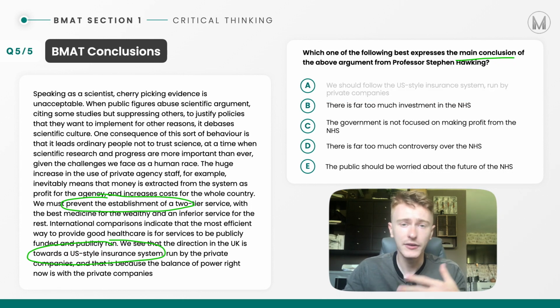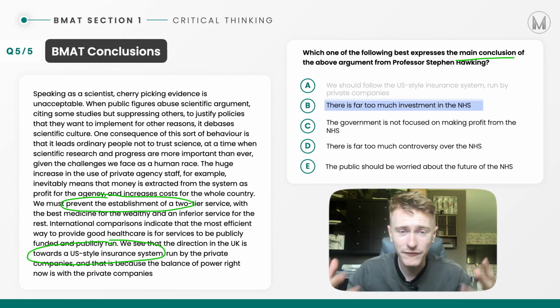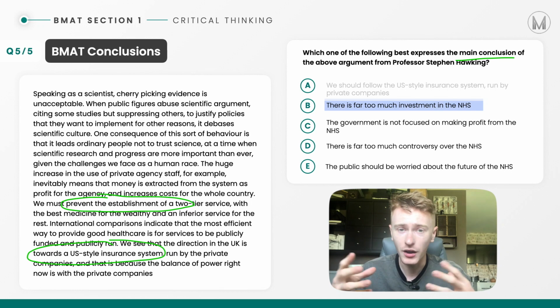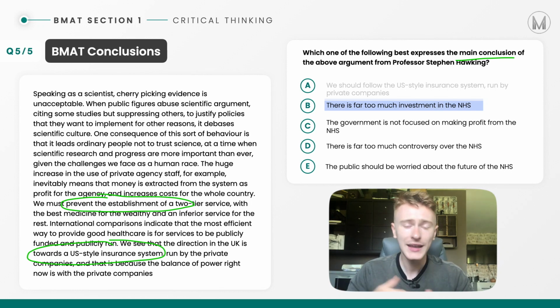Answer option B, there is far too much investment in the NHS. Well, that would be a very controversial opinion. Indeed, in your wider reading, you should know that a lot of people think that we should invest more in the NHS. So if Stephen Hawking was really saying this counter-opinion, it would be very controversial. So we should be a bit cautious about this one.